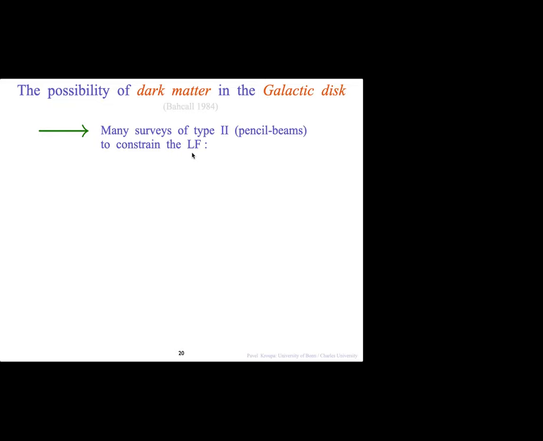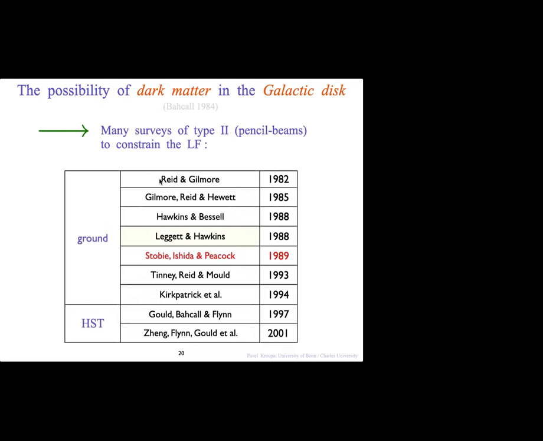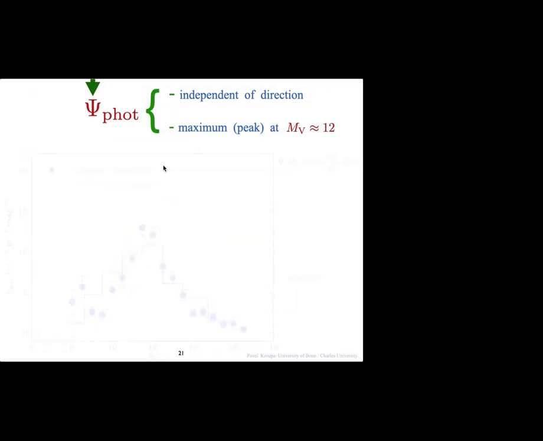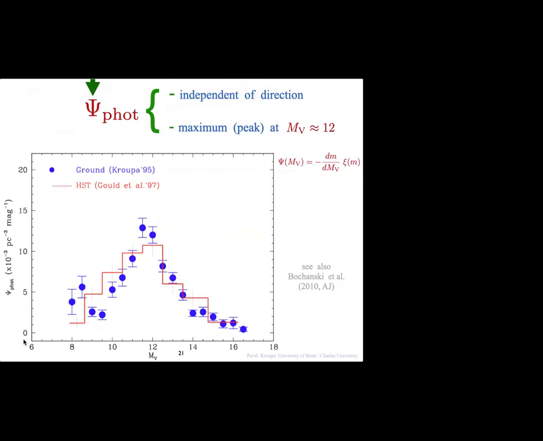So these are the surveys which have been done, starting with the pioneering work of Neill Reid and Gerry Gilmore, going on until fairly recently, using the Hubble Space Telescope beyond the atmosphere, looking at different regions of the galaxy and counting the stars. And the result is as follows. So we have here again the number of stars versus luminosity. You can see here the sun is at five. So we are now looking at truly faint stars.